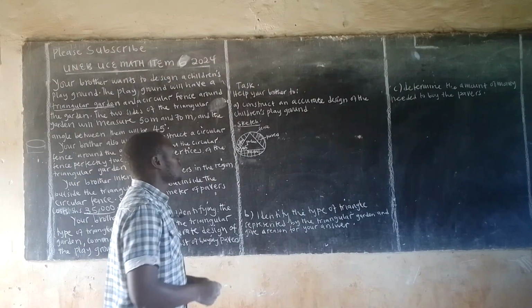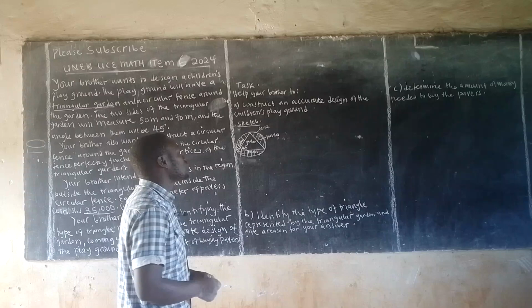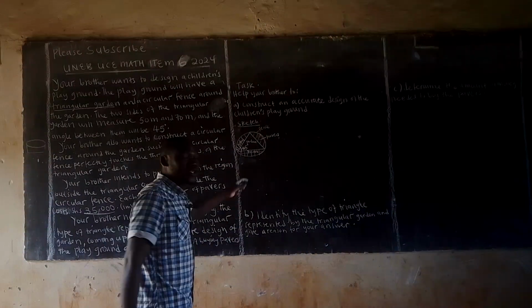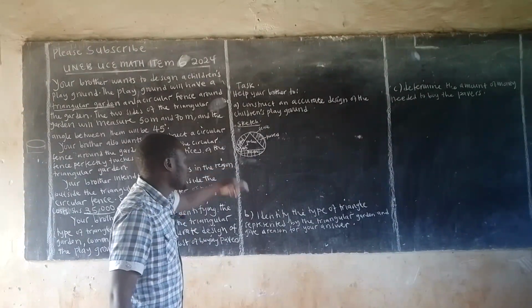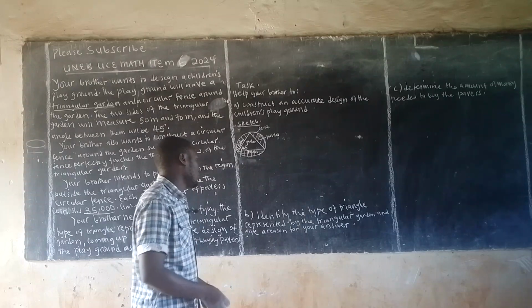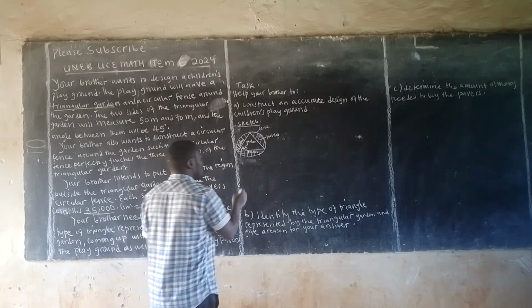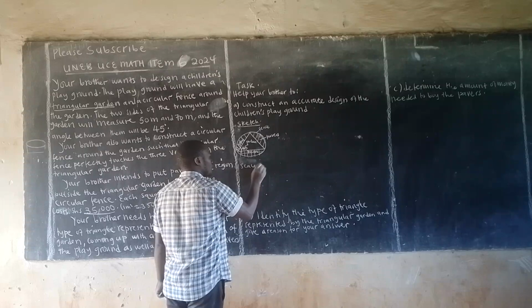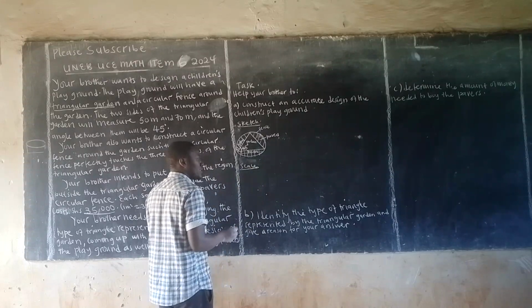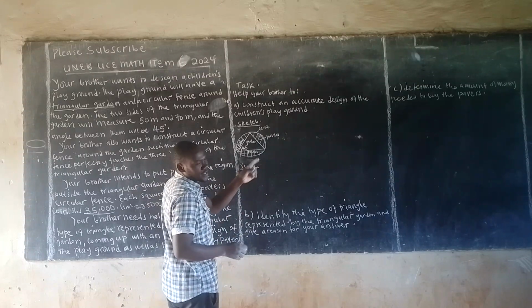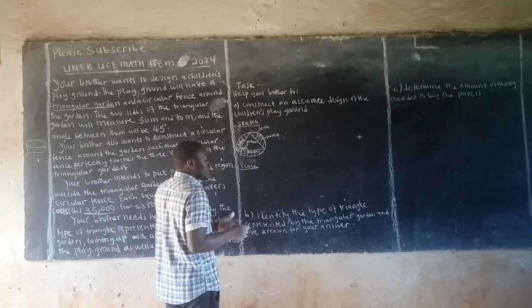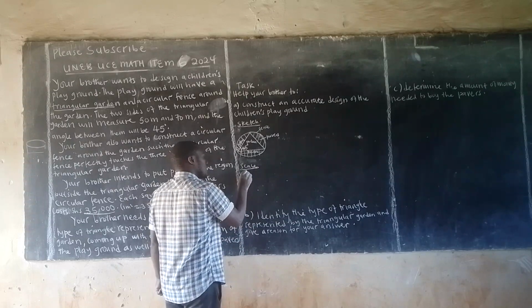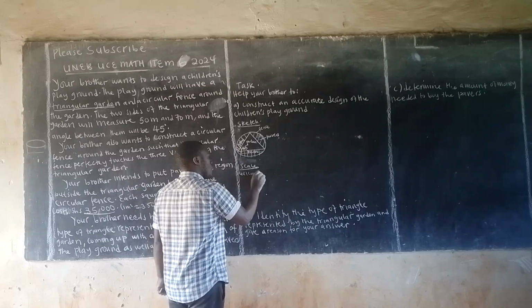Help your brother to construct an accurate design of the children's playground. Now, the sketch of the children's playground is this. Let's go into getting the accurate. Now, to get the accurate, you must come and play around the scale. Since this one is in meters, but the rulers you have are in centimeters, you can say, let 1 centimeter represent.